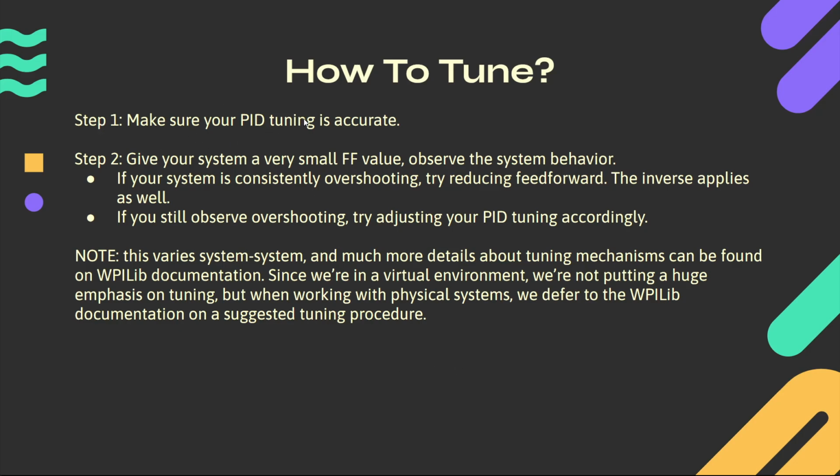But the general consensus is that you're going to want to make sure first that your PID tuning is accurate. And then you really want to start with a small feed-forward value and then observe the system behavior, right? If the system's consistently overshooting and your PID controller can't do anything for it, then try reducing your feed-forward. And then the inverse applies as well. And then if you still observe overshooting by a small factor, then you can adjust your PID tuning accordingly, right? So remember, the goal is to make PID do all the micro adjustments, while feed-forward is responsible for really ramping up and getting to your goal, right?